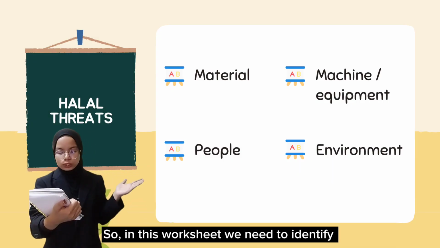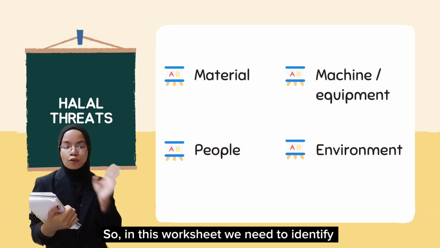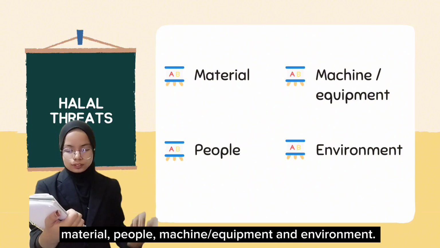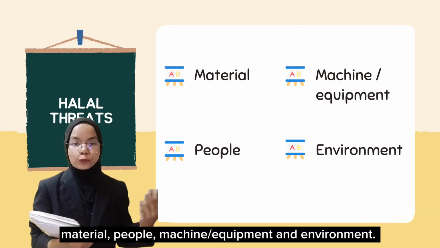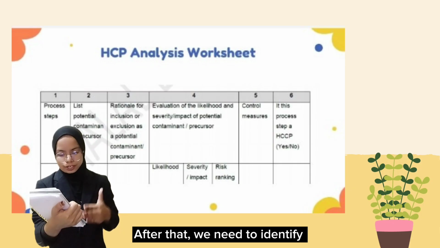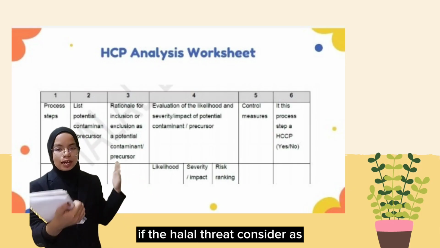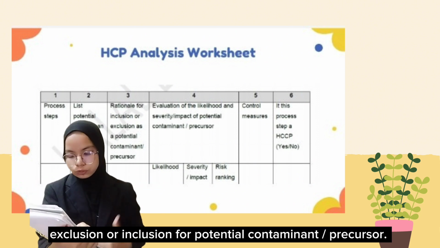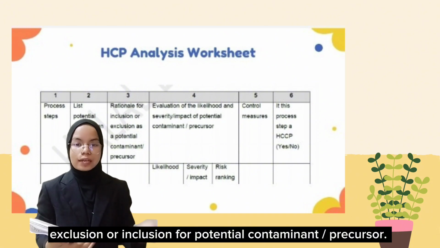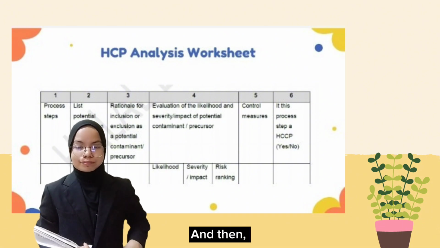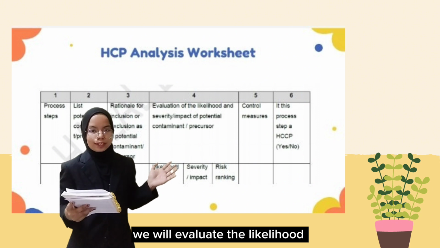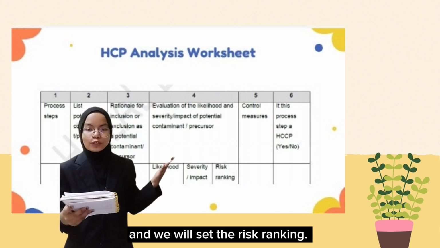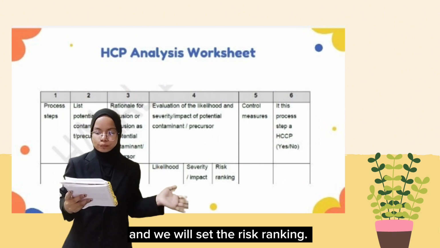In this worksheet, we need to identify 4 halal threats, which are material, people, machine or equipment, and environment. After that, we need to identify if the halal threats are considered as exclusion or inclusion for potential contaminant and precursor. And then we will evaluate the likelihood and severity impact of the potential contaminant, and we will set the risk ranking.